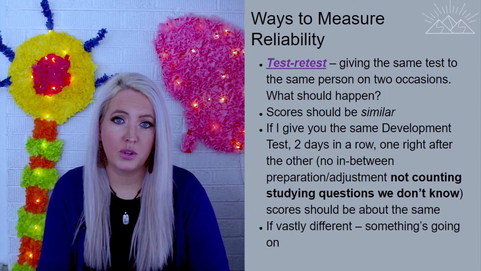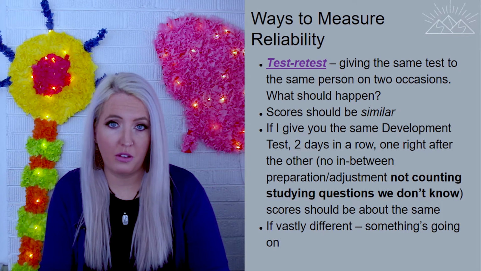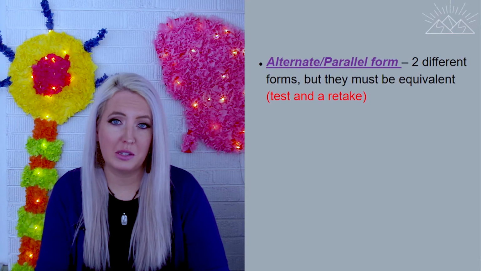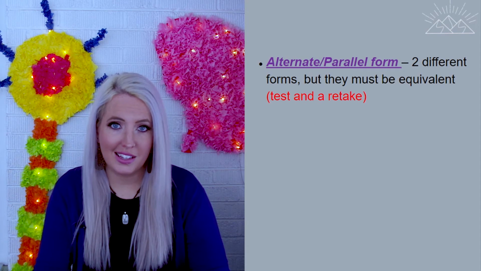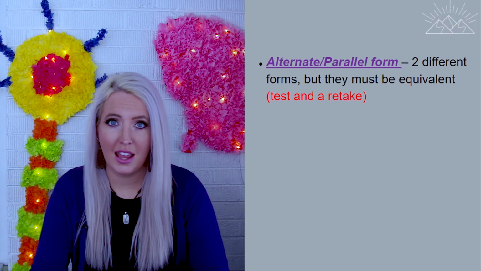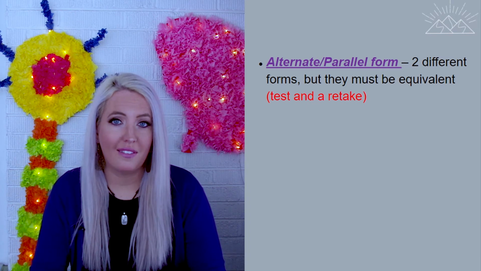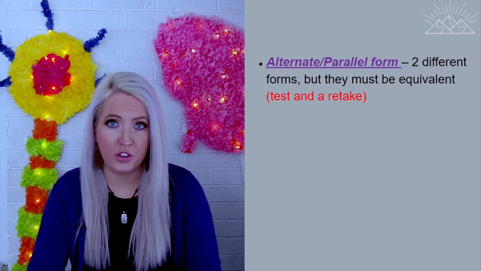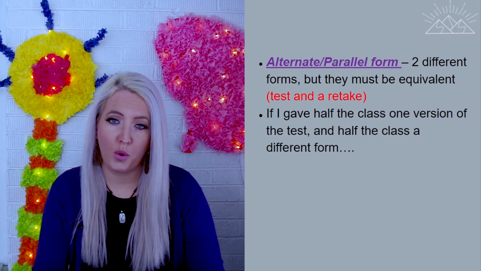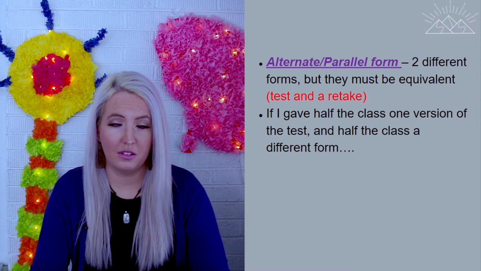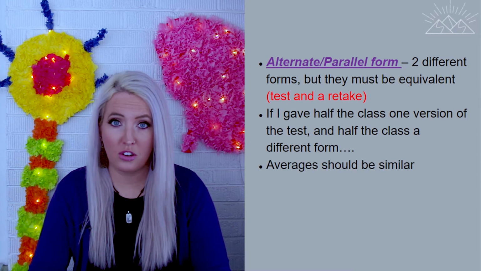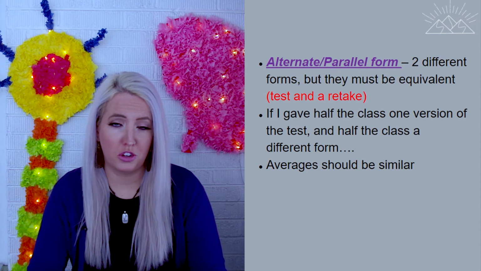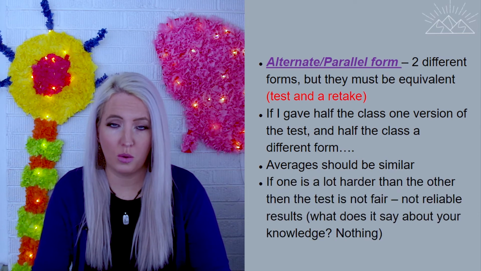We can also use what's known as an alternate or parallel form, and this would be using two different forms, but they must be equivalent. In a class, this might be something like a test and a retake. If we were to give half of the class one version of the test and half of the class the other version, the averages for those two tests should be similar. If one seemed to be a lot harder or a lot easier than the other, then we aren't going to be able to determine if that test is actually reliable.